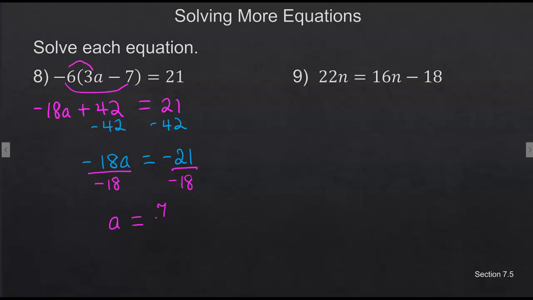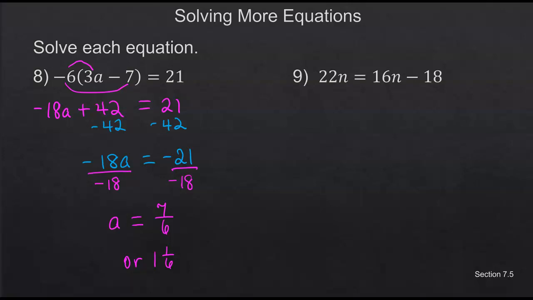And we get 7/6. Now you can write that as 1 1/6, and it would be perfectly fine to do so. If you put that on your calculator, 21 divided by 18, it would probably put it in decimal form, but if you put it in using your fraction key, 21 over 18, then you most likely would get the 1 1/6. It depends on the calculator.